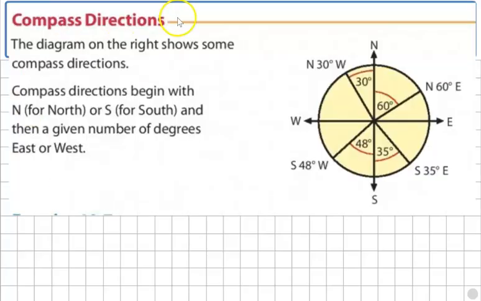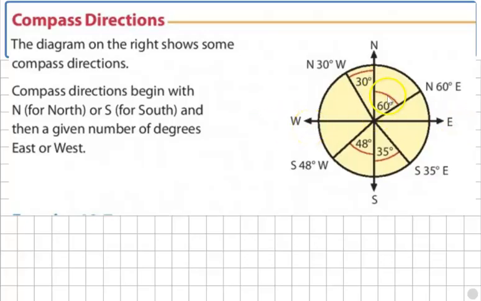Compass directions. The diagram on the right shows some compass directions. Compass directions begin with N for north or S for south, and then a given number of degrees, east or west. You will know this from geography. So our compass is like a plus sign. We have north at the top, south at the bottom, east to the right, and west to the left.